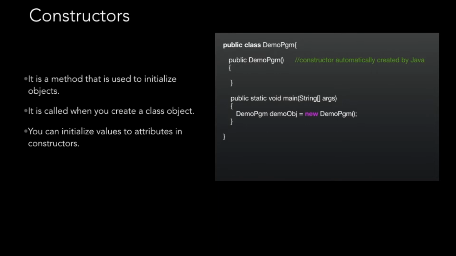In this example, my class is DemoProgram, and on top I have a method without any return type. By return type I mean public int DemoProgram or public void DemoProgram. So it does not have any such return type associated with this method. This method is without any return type, and its name is exactly the same as the name of the class. When you have this kind of method in your program, it's called a constructor.